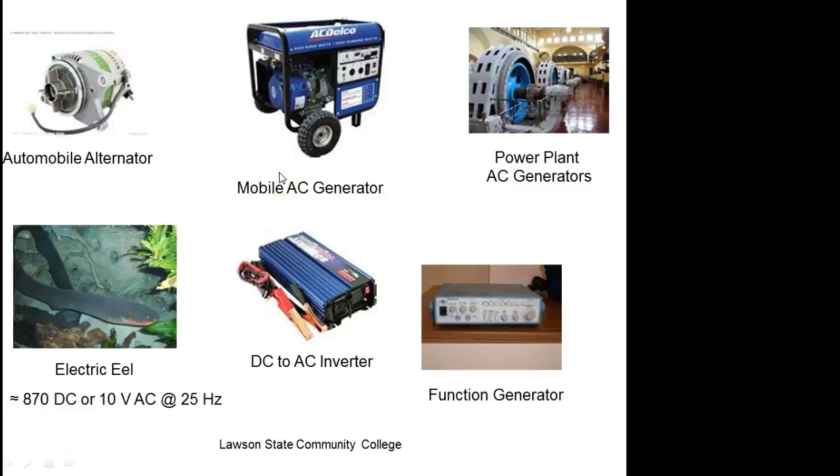Also, AC is easier to generate. DC is hard to generate because we have to mechanically constantly switch that voltage. So by default, if you spin a magnetic field, it's going to generate AC. So how do we do that? Well, what we do is we put what they call commutator plates. I'll bring one in and show it to you. And it mechanically switches the polarity every time.